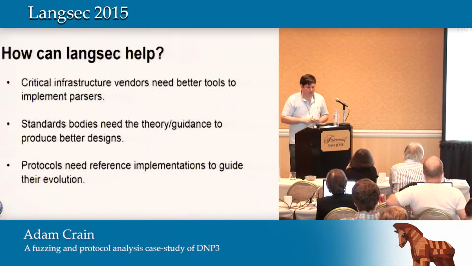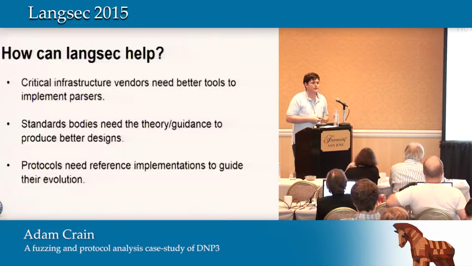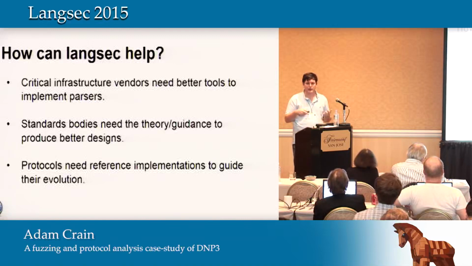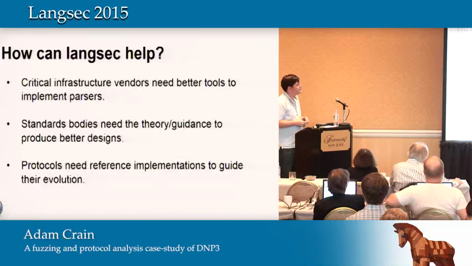How can LangSec help? I think we need better tools. So I like hearing about stuff like Hammer, the Rust parsing library. We need those tools to work on embedded systems. So we need variants of those tools that can handle things like deterministic latency. Standards bodies need some theory and guidance to produce better designs.